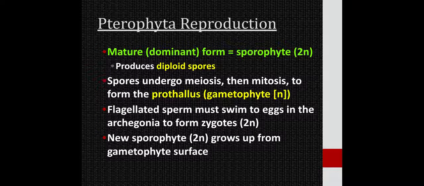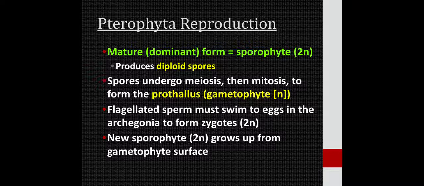How do our ferns reproduce? Well, like we said, their dominant form is diploid. So when you look at a fern, you're looking at a 2n structure. And it is going to make diploid spores, which is different than our moss. Those spores are going to undergo meiosis, and then they will do mitosis to make the prothallus. And that again is our gametophyte generation.